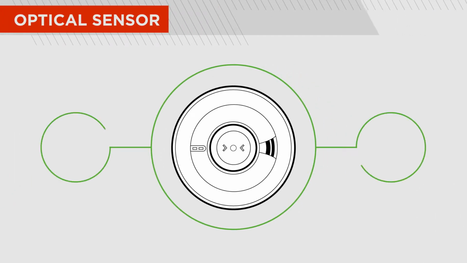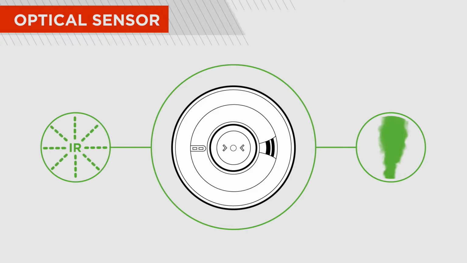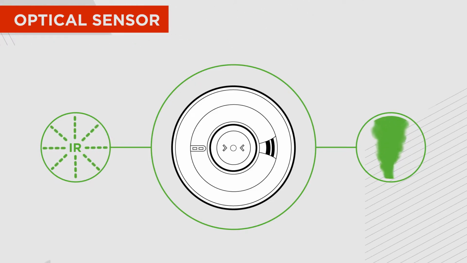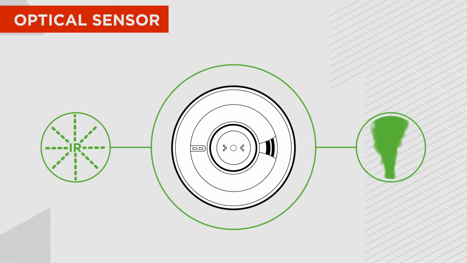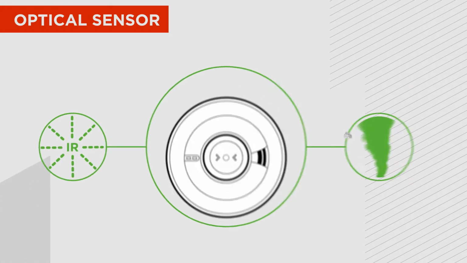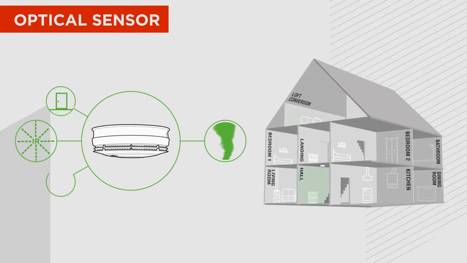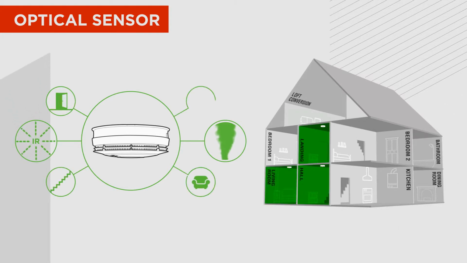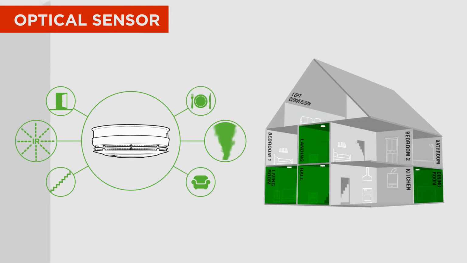Optical sensors contain an infrared beam that detects smoke particles. They detect smoke from slow, smouldering fires, such as electrical fires, and are less prone than ionization alarms to react to cooking fumes. These are recommended to be fitted in hallways, landings, living rooms, and dining rooms.